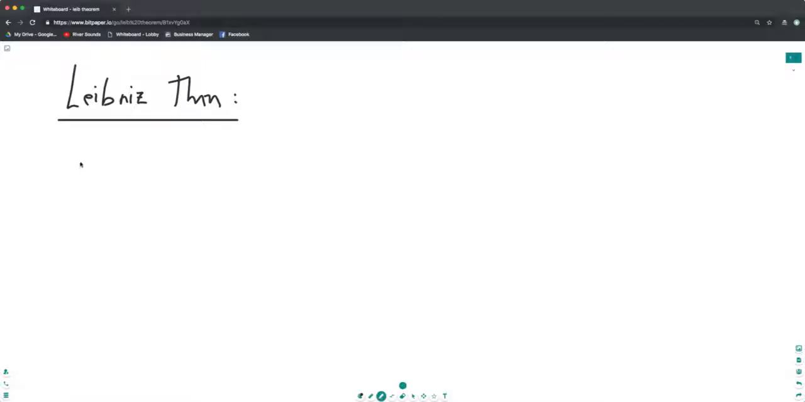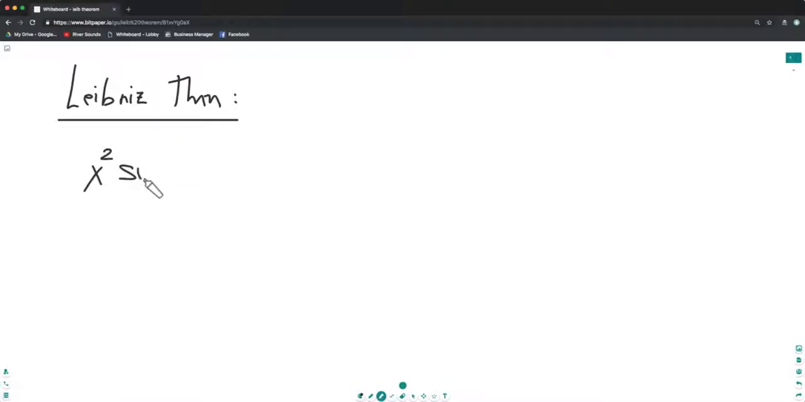So let's say you've got something like x squared sine 3x, and let's say this is y, and you want to find the third derivative. So first is going to be something, second, and then you want to find the third. Leibniz theorem just gives you an easier formula to work with and avoid errors. So let's look at what the theorem says, and then we'll actually tackle this problem.